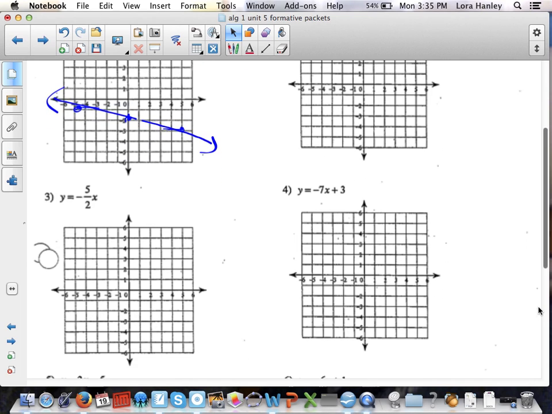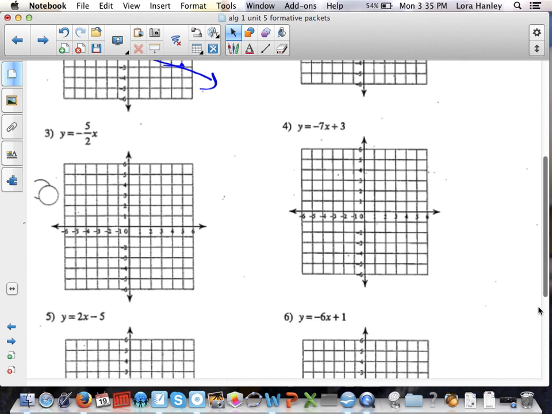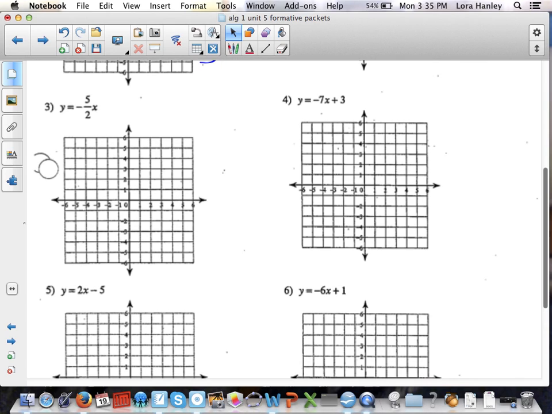What if we see an equation like number 3, y is equal to -5 over 2x? Well, if we don't have a plus or minus at the end of that equation, we know there's technically a +0 there. So that means that we're going to start at 0. This is a direct variation equation. So my first point will be at 0.